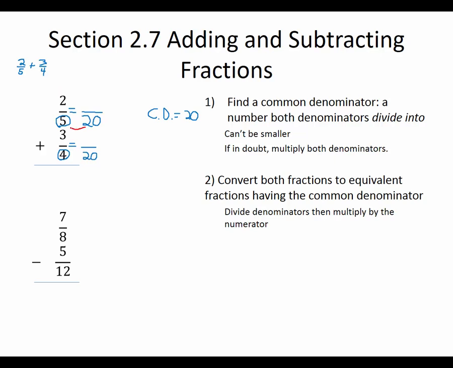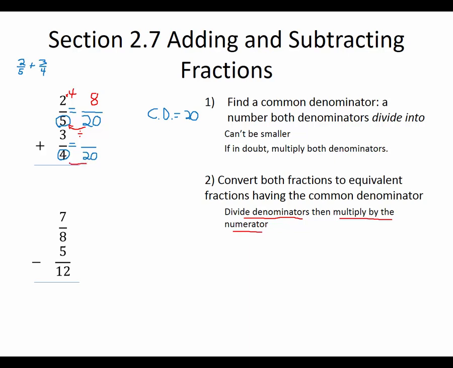Another way to think about this is I divide going across the bottom here, 20 divided by 5, and then I multiply the top by the result. So 20 divided by 5 gives me 4, and I'll multiply 2 times 4, and that'll get me a new numerator of 8 up here. So you're dividing the denominators and then multiplying the result by the numerator.